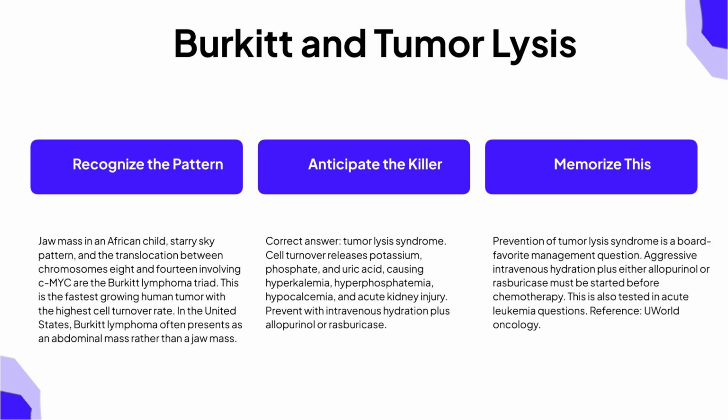Cardiomyopathy, hemorrhagic cystitis, and neuropathy are chemotherapy side effects that come later. Typhlitis happens during neutropenia, not immediately. First Aid and UWorld have this exact question.